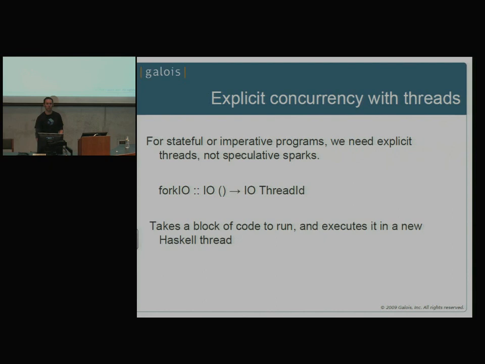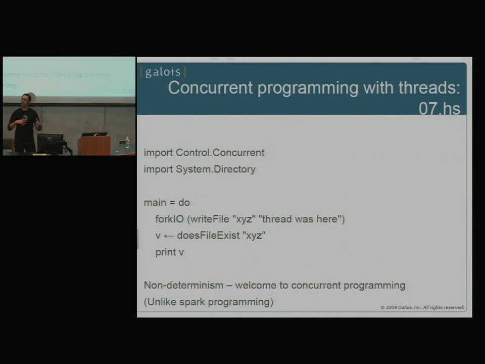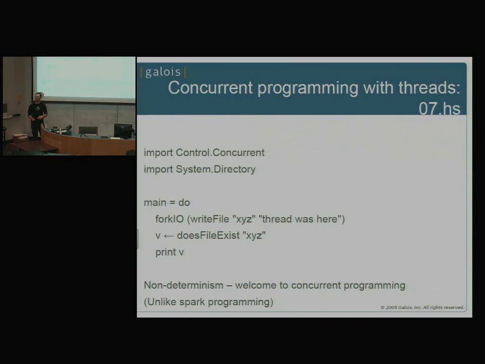Here's a program. It's a concurrent program. It does two tasks logically in separate threads. We write a string to a file in one thread. In the current thread, we check if the file that we're going to create exists already, and we print a result. And suddenly we're back in non-deterministic concurrent programming, because the result of this program depends on which thread gets to the file first. If the main thread checks the file before the forkIO happens, it will say no, it doesn't exist. If the other one does, it will say it exists. And you don't know. So this is quite different. This is your classic non-deterministic concurrency, which is less safe. You have to think about race conditions and deadlocks and stuff like that.